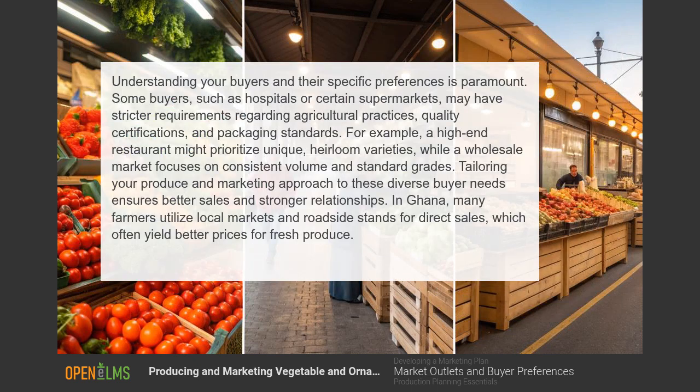Understanding your buyers and their specific preferences is paramount. Some buyers, such as hospitals or certain supermarkets, may have stricter requirements regarding agricultural practices, quality certifications, and packaging standards. For example, a high-end restaurant might prioritize unique heirloom varieties, while a wholesale market focuses on consistent volume and standard grades. Tailoring your produce and marketing approach to these diverse buyer needs ensures better sales and stronger relationships. In Ghana, many farmers utilize local markets and roadside stands for direct sales, which often yield better prices for fresh produce.